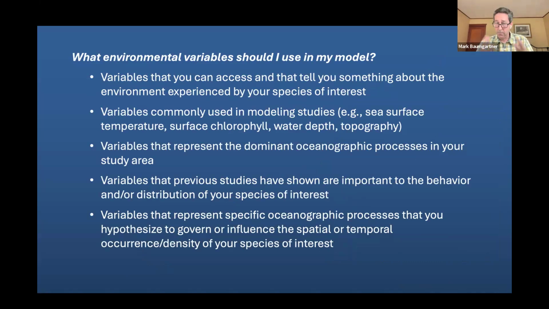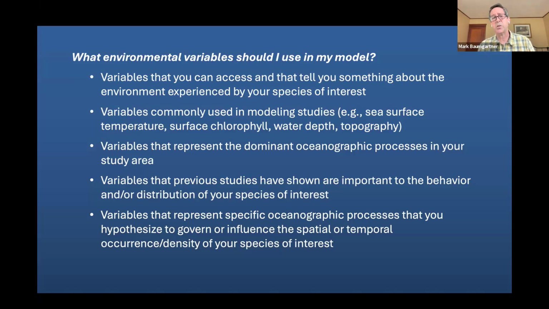So let's say you don't know anything about the species that you're modeling, and so you might just grab variables that you have access to. You don't have any a priori hypotheses about what drives this animal's distribution. In fact, you know nothing about what drives this animal's distribution, and you just happen to have access to, I don't know, water depth. Great. You could certainly do that. You could just grab whatever's available to you.